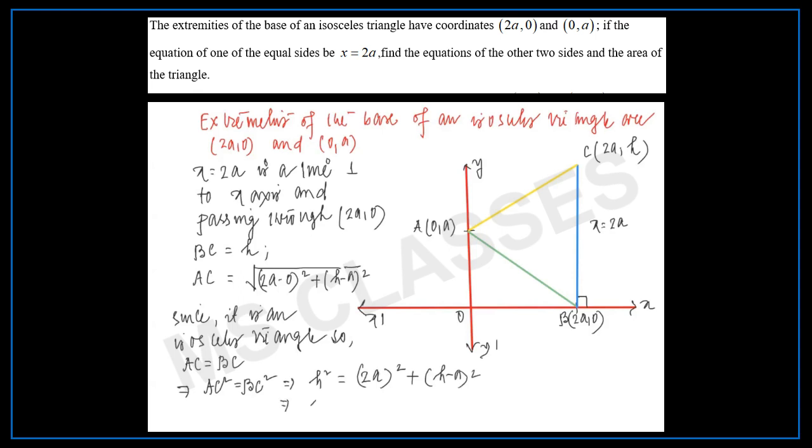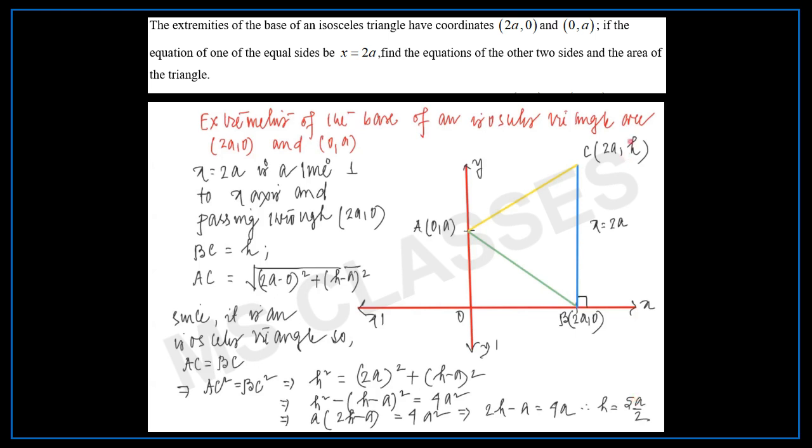Now this gives us what? a square minus (h minus a) whole square equals 4a square. Now this will be a into (2h minus a) equals 4a square. From this we can say that 2h minus a equals 4a, and therefore h equals 5a by 2. So we have got the value of h. What is h? h is 5a by 2.